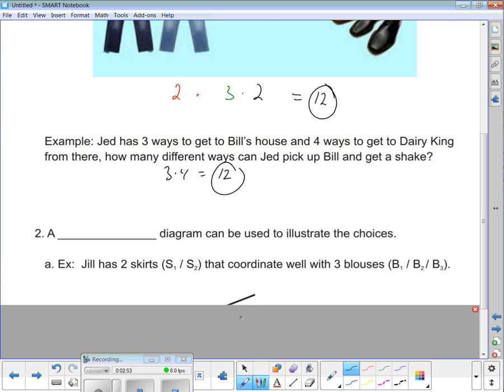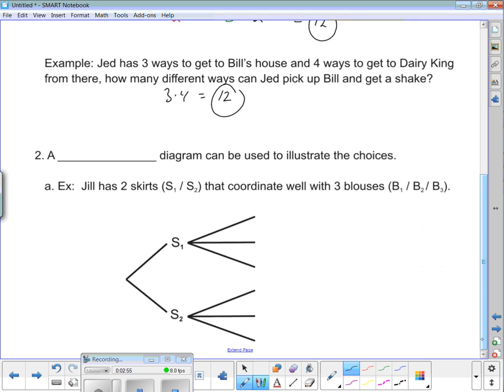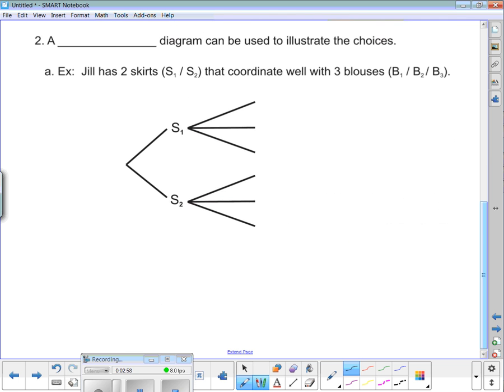We can use a tree diagram to illustrate these, so let me show you this, and then we're going to move on. There's a tree diagram, and they can be used to illustrate the choices. So you start with, in this case, Jill way down here, and you can see to the right, S1 is skirt number 1, and S2 is skirt number 2. So we got 2 skirts, and remember, with each skirt, you've got some other possibilities. So here we got B1 is blouse 1, B2 is blouse 2, and B3 is blouse 3.